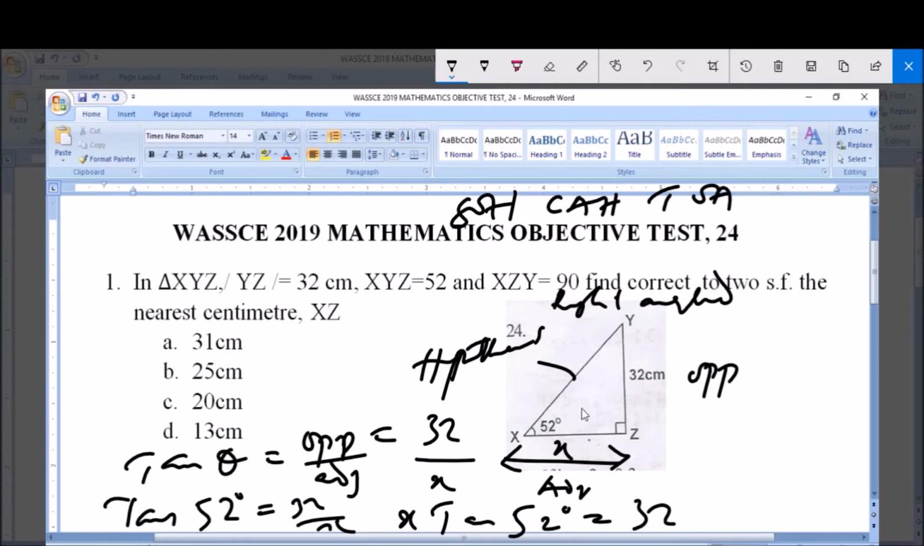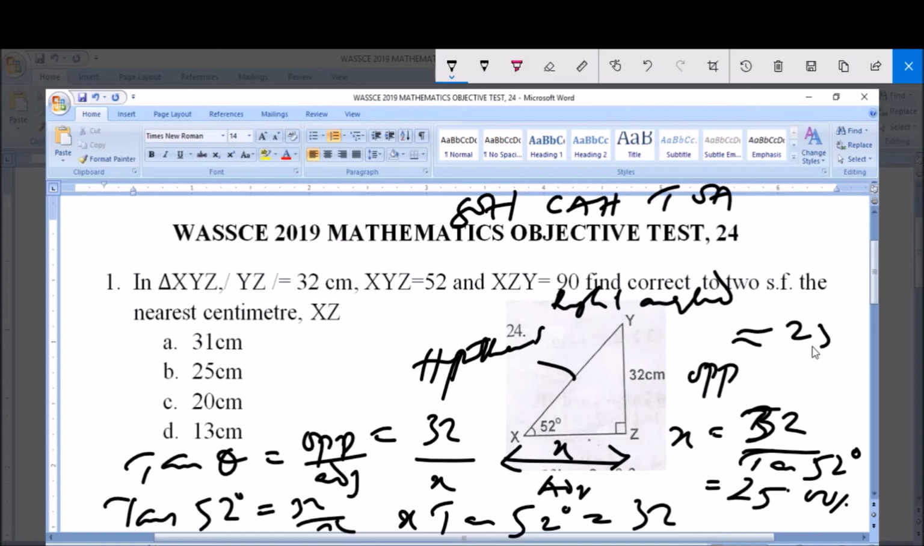So now X becomes what? 32 divided by tan 52 degrees. Now 32 divided by tan 52 degrees will give you 25.001, and that's approximately 25 to two significant figures and to the nearest centimeter. That's 25 cm, and that's the same thing as option B. So option B is the correct answer.